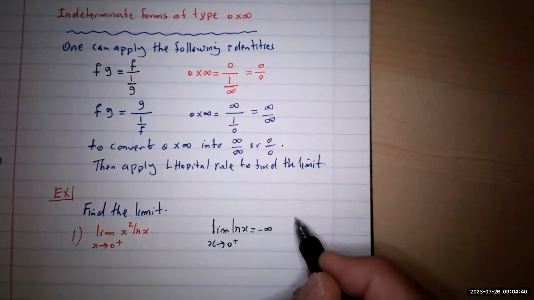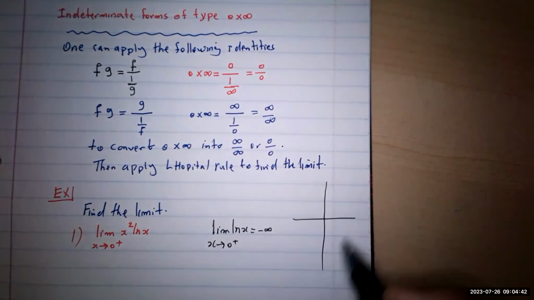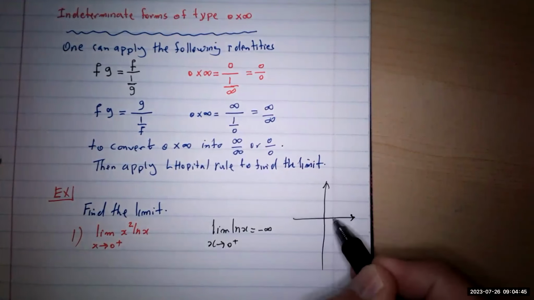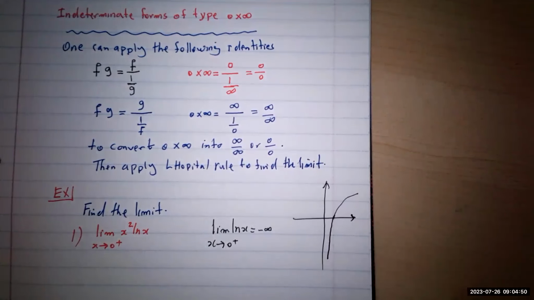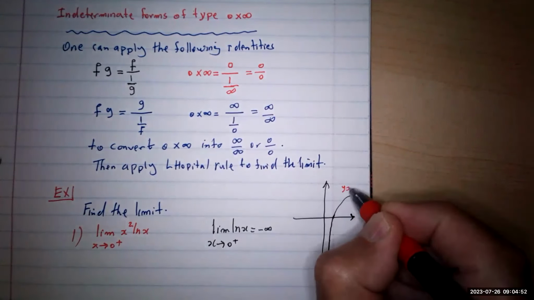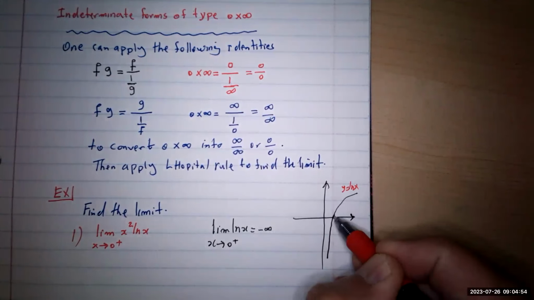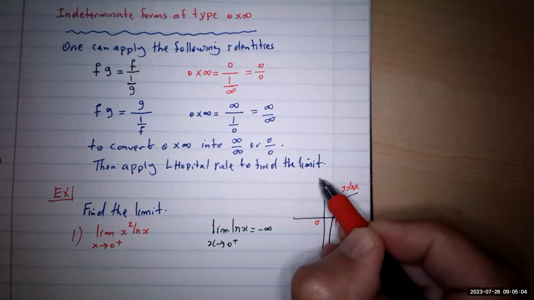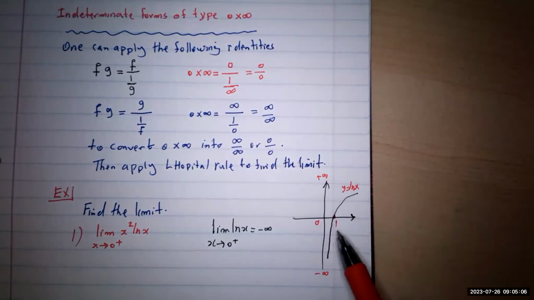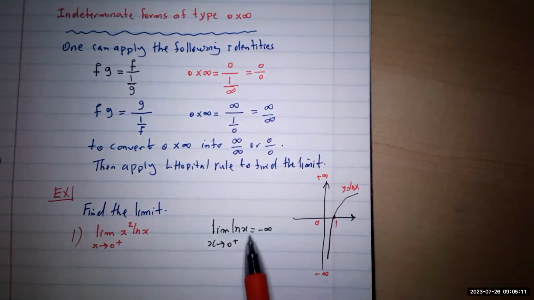Remember, you know it from your algebra course that this is going to be the graph of the ln function. This graph is the graph of y equal to ln x, and this is 1. So when x goes to 0 positive, and this is negative infinity, and this is positive infinity. When it's getting closer and closer to 0, you're going down, down, down. So that's why this limit is negative infinity, okay?